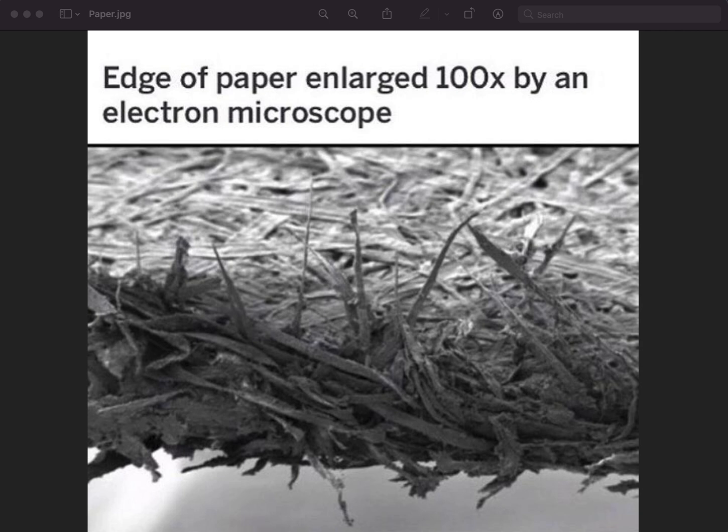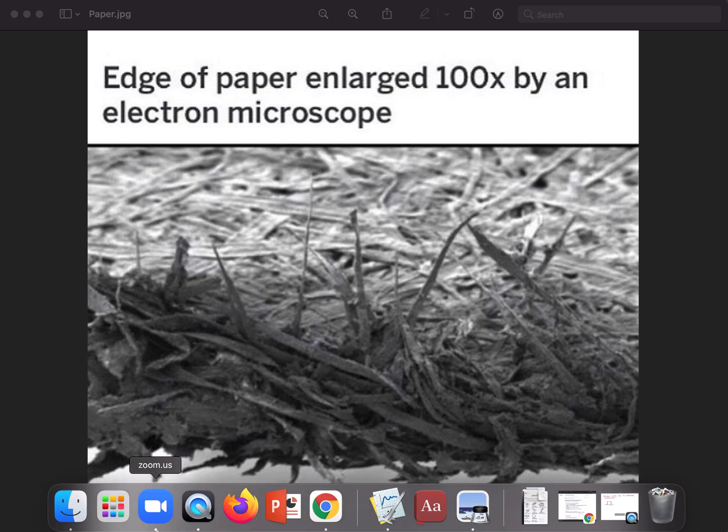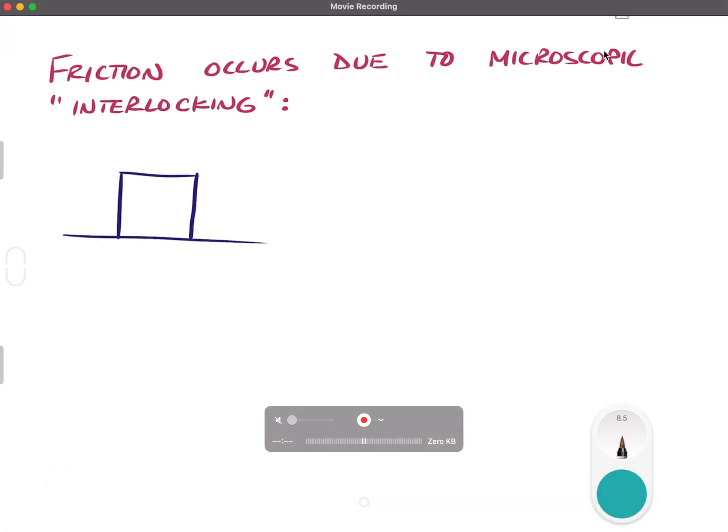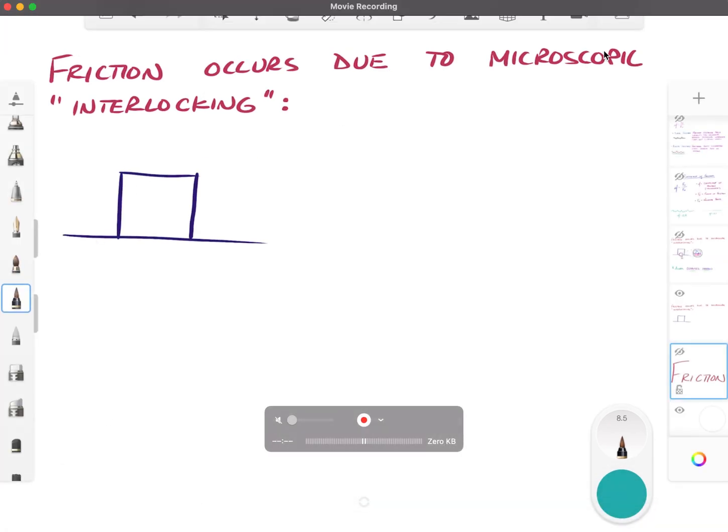Now imagine you take two of these pieces of paper, put them on top of one another, and try to get them to slide across one another. I think you're starting to see why you're going to generate some friction. All these little fibers, these little microscopic imperfections are going to interlock with one another, making it difficult for those pieces of paper to slide over one another. That's where friction comes from. No such thing as a perfectly smooth surface, and as a result, you get this microscopic interlocking.